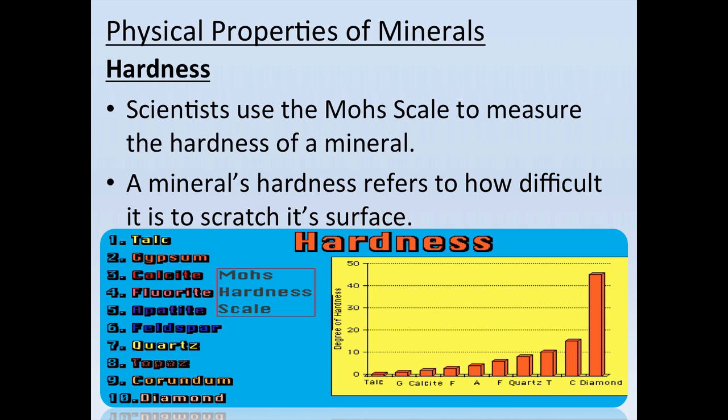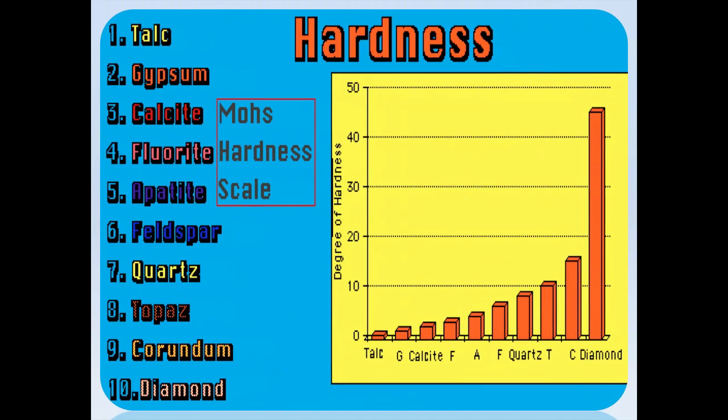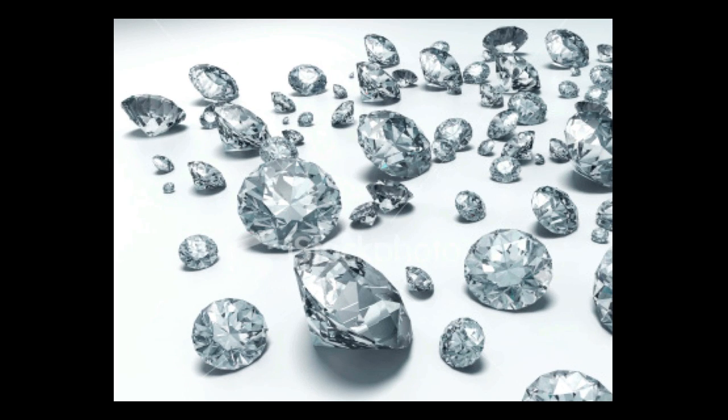Simple. Now, looking at the graph, we see the Mohs scale goes from 1 to 10, and with degrees of hardness, it goes all the way up to 50. It depends on the graph that you look at. Talc is the softest on the Mohs scale. However, diamonds are the hardest mineral on the planet when we talk about a natural mineral.